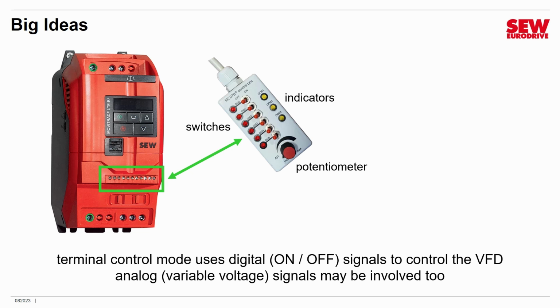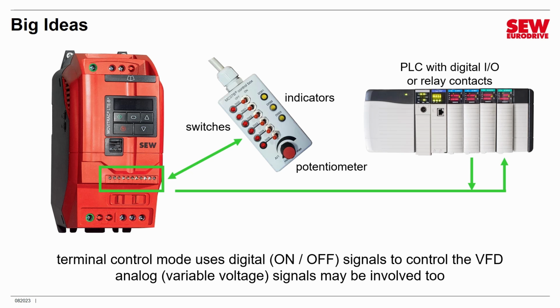So these are devices that you might typically wire up, but there's another possibility as well. If you have a PLC with digital I/O capabilities or relay contacts, it can control a MOVITRAC LTE-B+ in terminal control mode as well. It would function, for example, just like switches if you're using digital outputs or relay contacts. And you could use the digital inputs on the PLC to read status information back from the VFD. So there are lots of ways to implement terminal control mode. In this section, we'll be doing some hands-on activity using some switches and a potentiometer. We'll get to that more in just a few minutes.